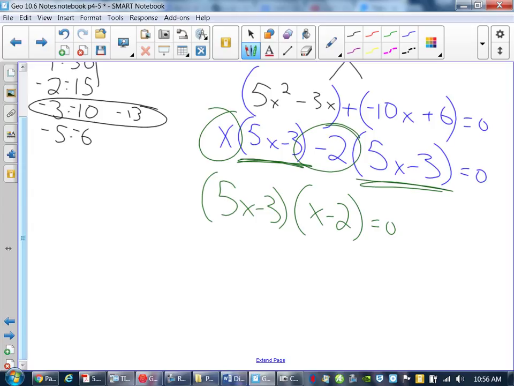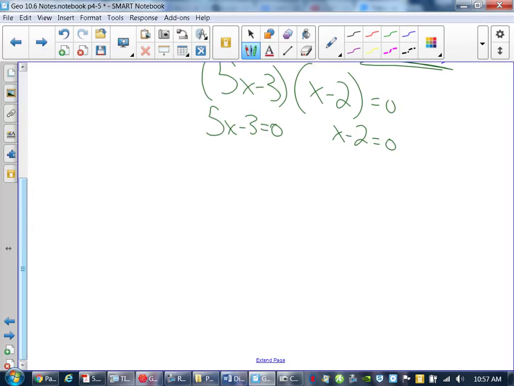So now you have your two terms, so you set each of them equal to 0. When you set those both equal to 0, one of them is really quick to solve for, the one on the right. What minus 2 is 0? Well, 2. Okay. On the other one, you have to add the 3 and divide by the 5.